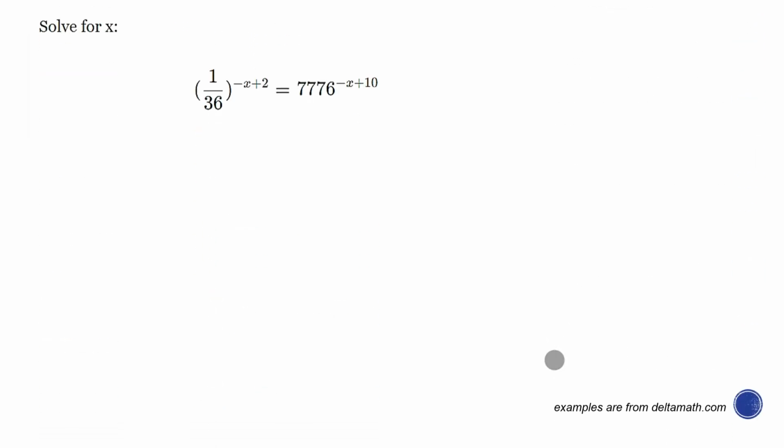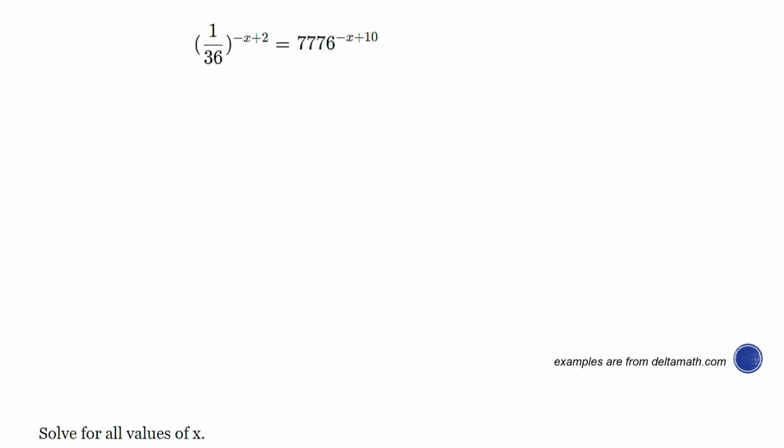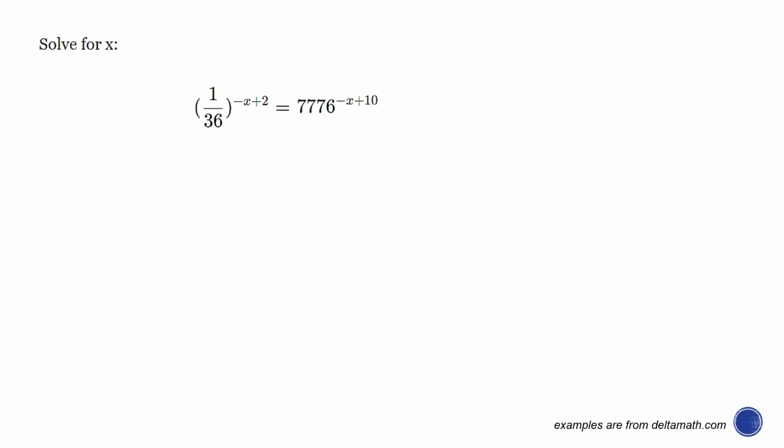How many more examples do I have here? I have 2 more examples. So let's answer this one this time. So 1 over 36. Let's express that first. This is obvious. I think we can express that as 6 squared, right? So this is 1 over 6 squared. And for the 7,776, that is, yep, 6 raised to 5.